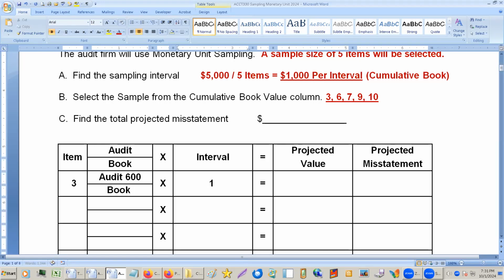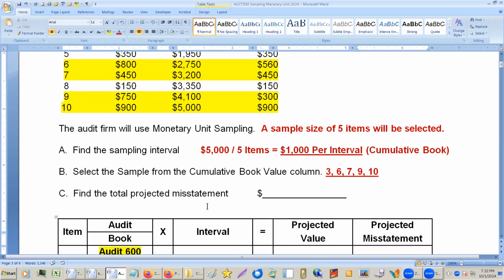Now we multiply it by the interval. Oops, I didn't put a dollar amount in there. Let's put that in. Okay, so the audit amount and the book amount are the same, times the interval. This will give us a projected value. So everything's okay here. This is just 1 times 1,000. So the projected value would be 1,000, and the misstatement would be 0. We're saying everything is okay with this one. The audit is exactly what the book is. So we picked one item, it's representing the entire interval, and everything's okay, we have no projected misstatements.